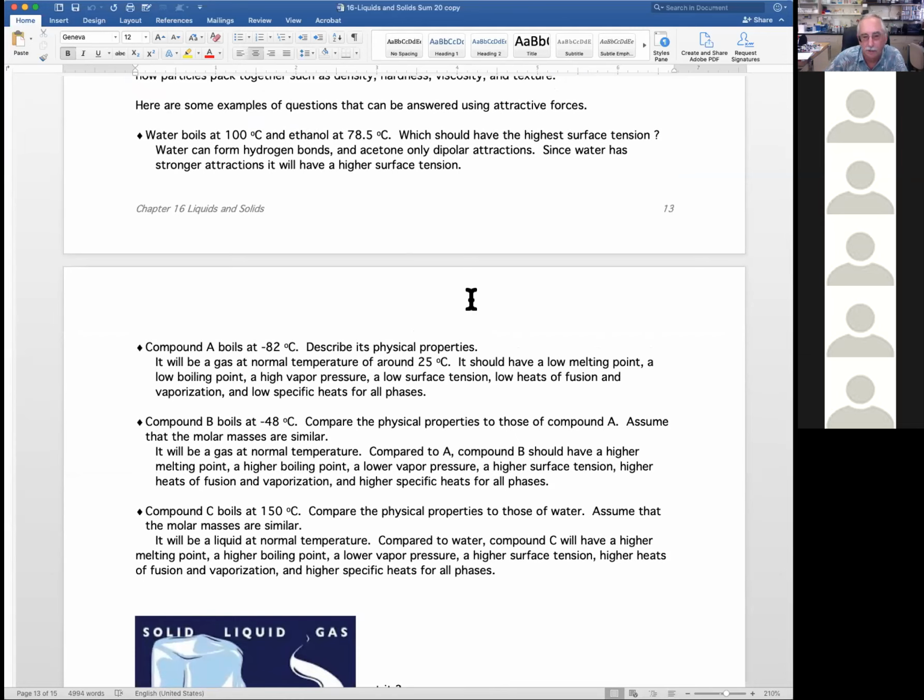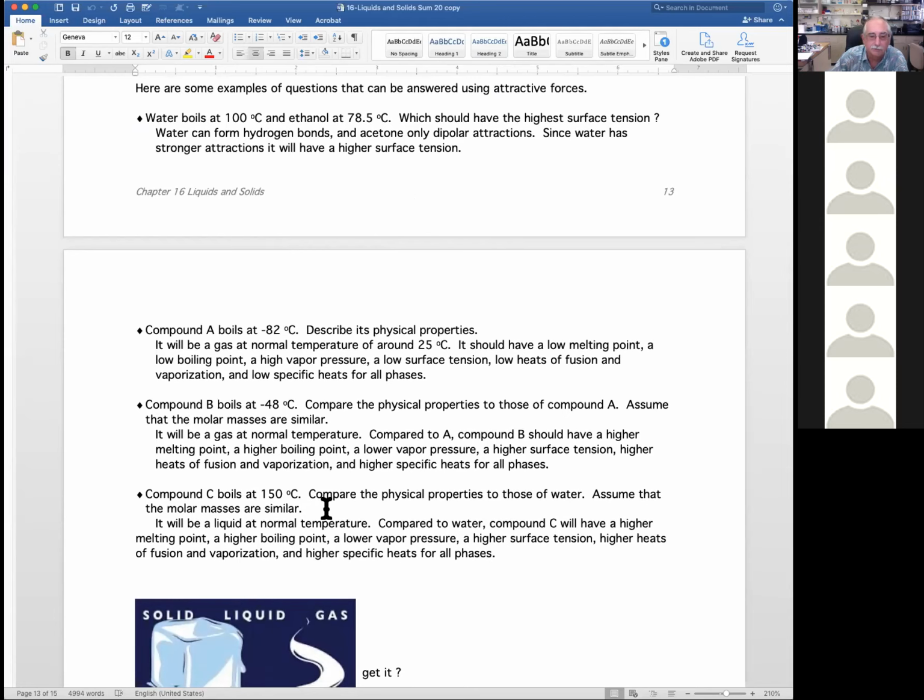So here's some type of questions you can answer. Water boils at 100 degrees. Ethanol boils at 78.5 degrees. Which should have the highest surface tension? And you might be thinking before this lecture, oh, they're not related. But yeah, the relationship is attractive forces. So I'm looking at water has much stronger attractive forces than ethanol. The strong attractive forces means that water should have a higher surface tension. So if you read through these things, it should make perfect sense to you.